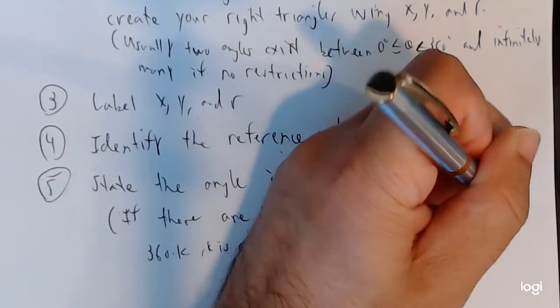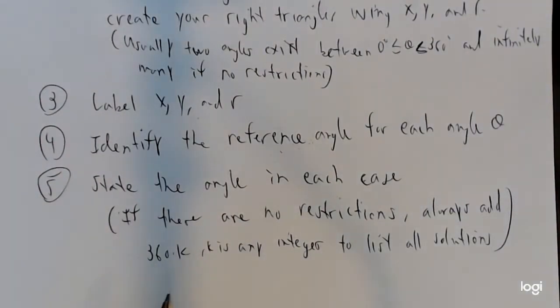It's because what we're saying is if there are no restrictions, then if you keep adding 360, you'll end up in the same place, right? So if I have restrictions, then obviously I'm not going to need that. If I don't have restrictions, then we're going to put the plus 360k to make sure we capture all the angles that satisfy this condition.